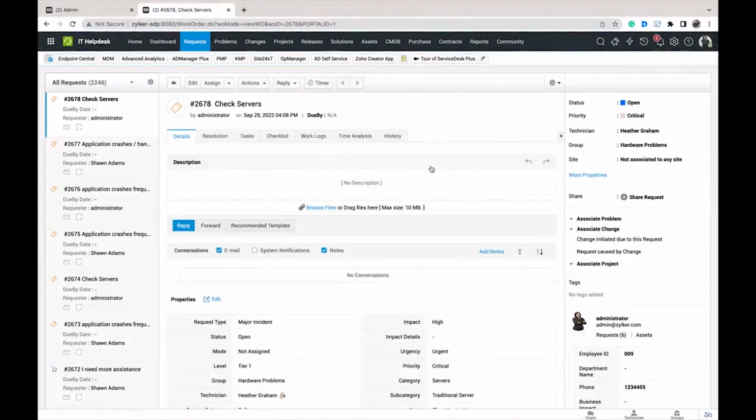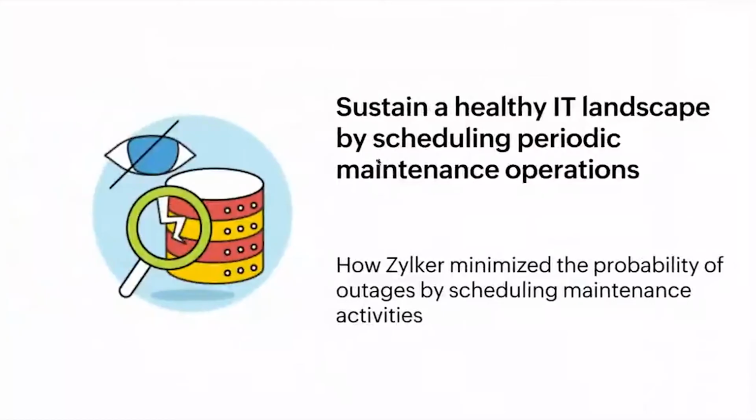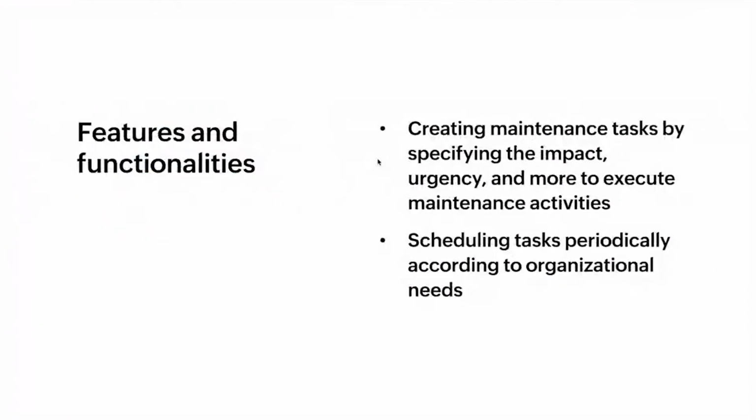And if there is a priority matrix or an SLA or a technician auto assign feature that matches with this request, all of those automations will be applied to this request automatically. So this way, instead of manually creating a task every time, I can configure a schedule and the task will be created and assigned to the request automatically in the set time. So we just saw how you can create maintenance tasks, specify details, and schedule the task periodically based on the organizational needs.